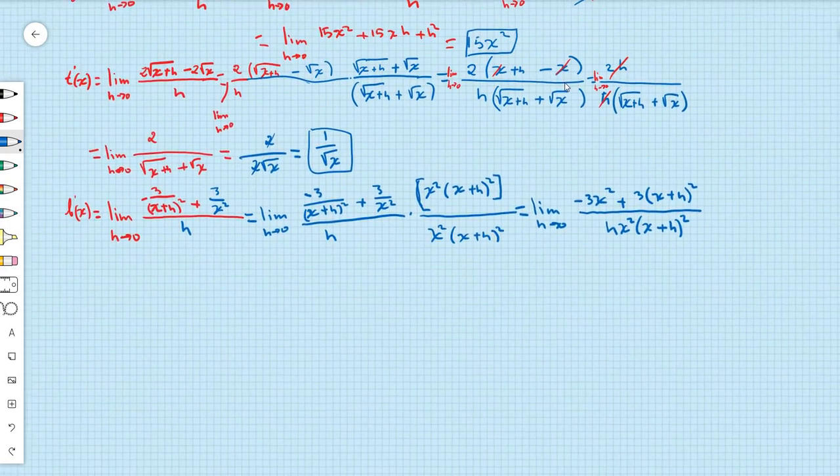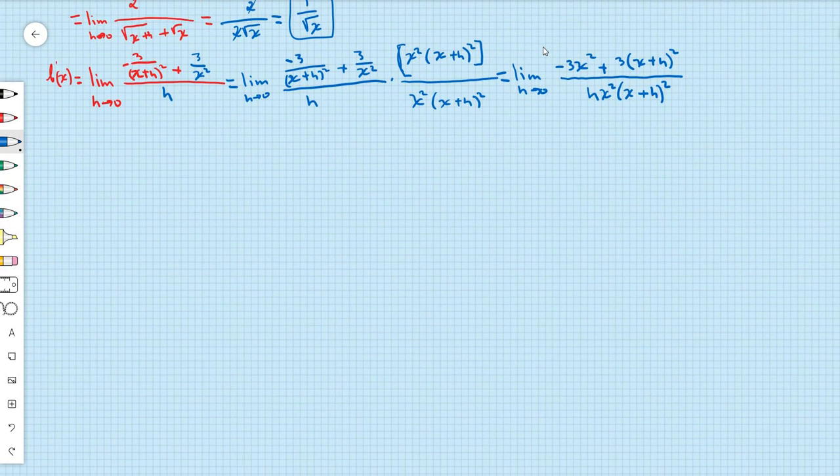So once you have that, now if you plug in the value of h, it's still not good because you'll have 0 at the bottom and you don't want that. So let's go ahead and do a little more expansion and factorization, and we'll see what we get.